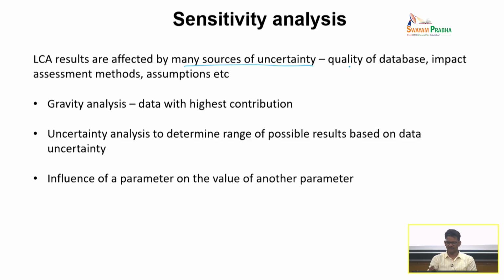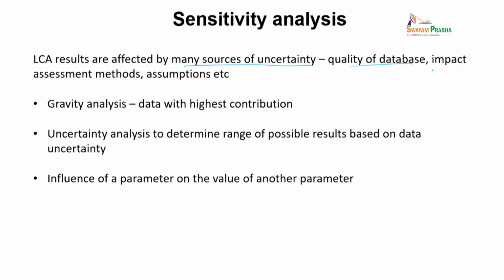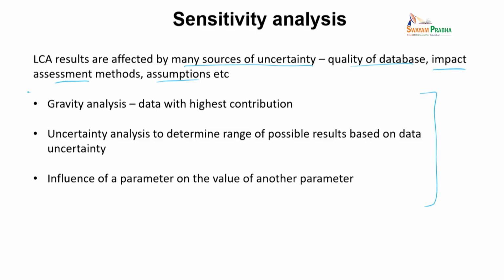So it's very important to actually assess what are the main sources of uncertainty. This uncertainty can come from the quality of database. The information that is present in the database can be questionable. Maybe it is very region specific. You are using a database that is created in France and you are using it for India. Your results could be quite different. So how do we eliminate those biases is important. And then impact assessment methods. What are the assumptions? Each one of them can create some sort of a variation in your final results. So the sensitivity analysis is actually done in one of the three ways.